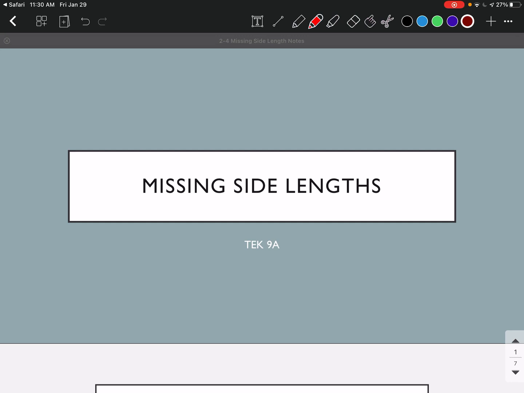What's up, guys? It's Coach Loffer, and today we're going to continue with SOH CAH TOA, but now we're going to be able to solve the missing side.